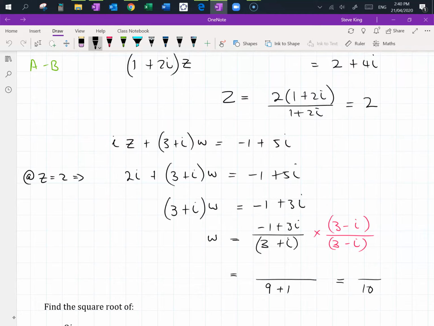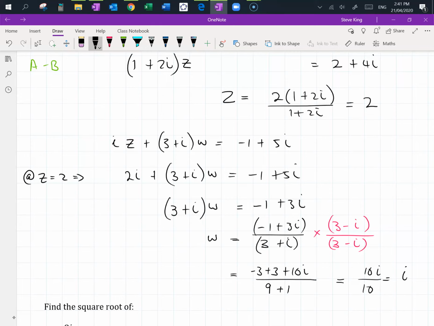Up on the top, I've got these two things being multiplied together. Minus 1 times 3 is going to give me minus 3. 3i times minus i is going to give me minus 3i squared, which in other words is going to give me plus 3. Then I've got my inners, which is 3i times 3, which is going to give me 9i. And then minus 1 times minus i will give me plus i, so I've got plus 10i. And so that simplifies down to just i.